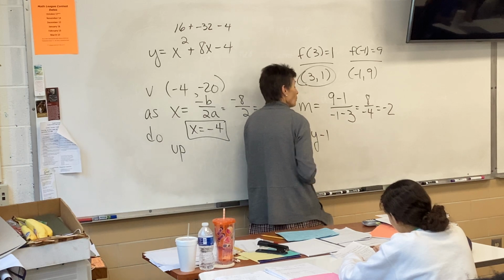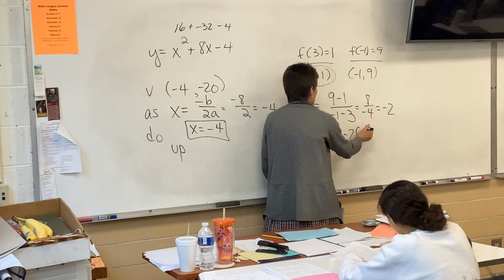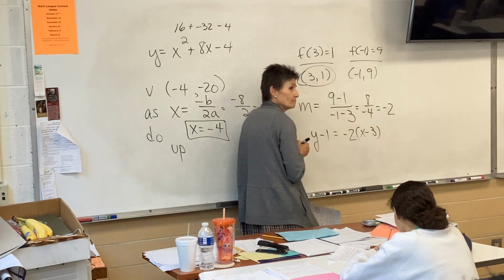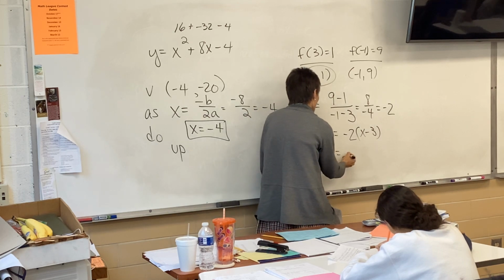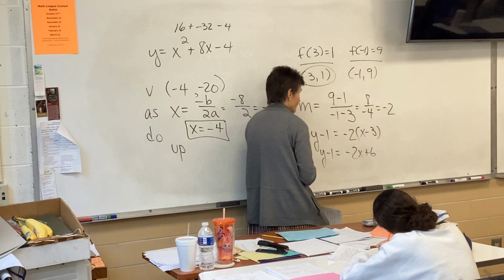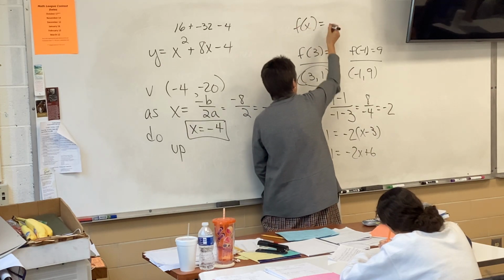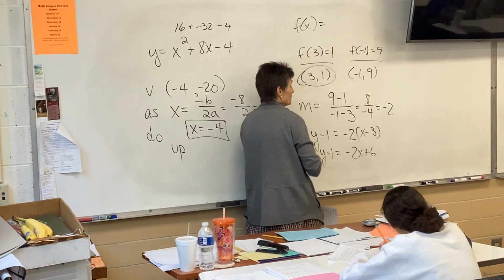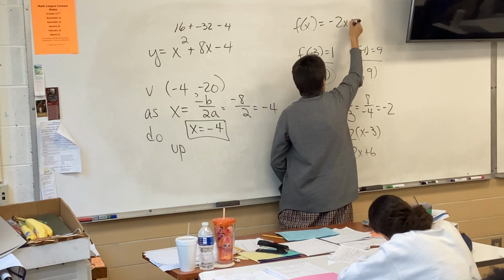And then y minus the y equals slope times x minus the x. Y minus 1 equals negative 2x plus 6 when I distribute. So my linear function is y equals negative 2x plus 7.